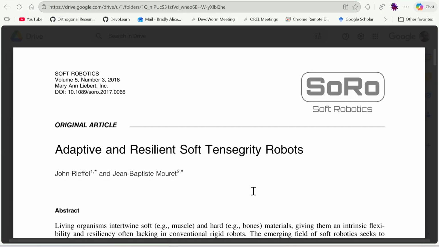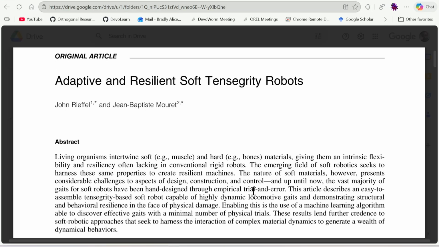So one thing I mentioned in the tensegrity slides is that tensegrities are useful for soft robotic design and in the field of soft robotics more generally. And so this is one of the papers that they had. It was, I guess, a review article in the journal Soft Robotics from 2018. It's called Adaptive and Resilient Soft Tensegrity Robots, from John Rieffel and Jean-Baptiste Mouret. They talk a little bit about how they apply tensegrities to these kind of soft robots, which are adaptive and resilient.